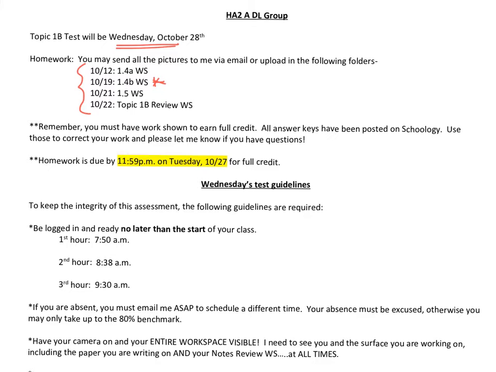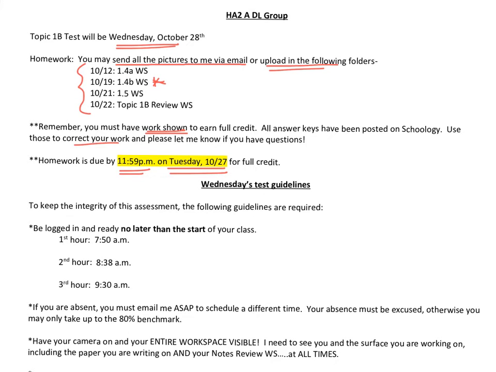So you have one of 2 choices. You can either take a picture of all 4 homework assignments and send them to me via email, or upload them in the folders where they were assigned. I have no preference either way, whatever is easiest for you. As always, make sure to have work shown in order to earn full credit. All answer keys are posted on Schoology for you to be able to correct your work, and always let me know if you have any questions. Your homework is due by tomorrow night at 11:59 p.m.